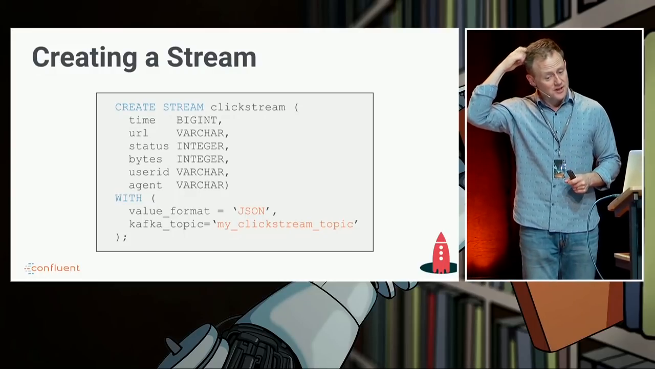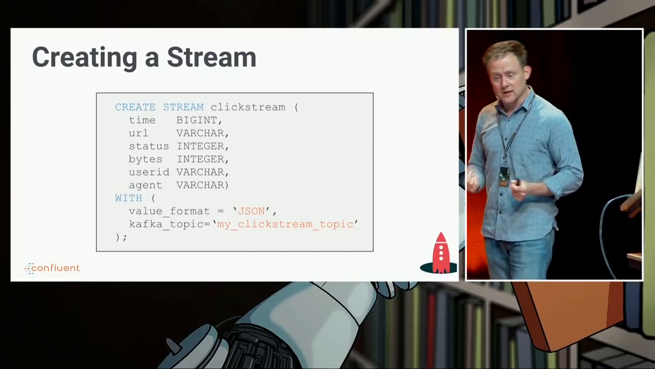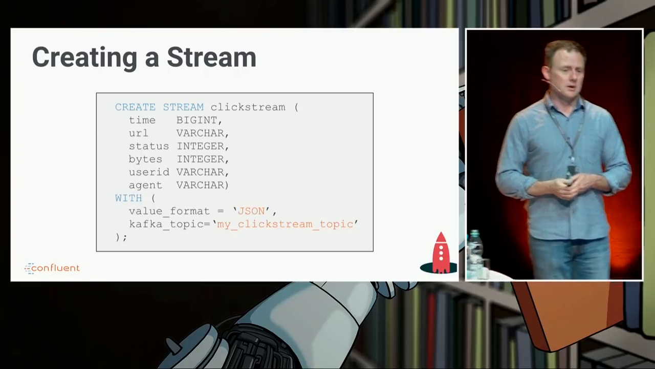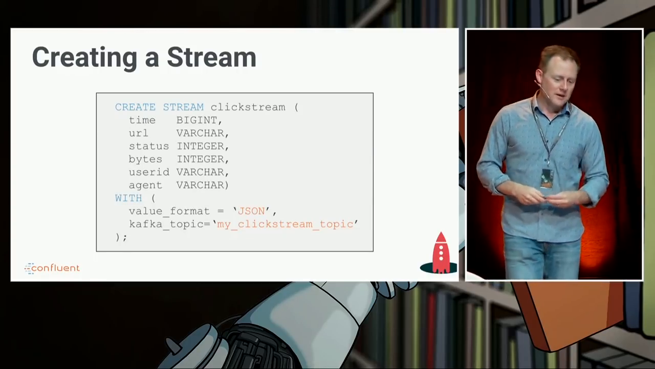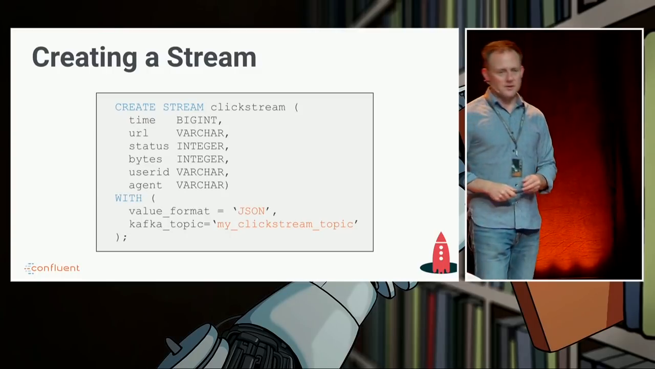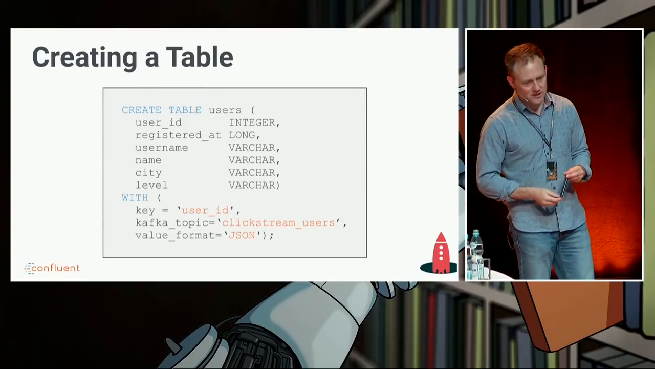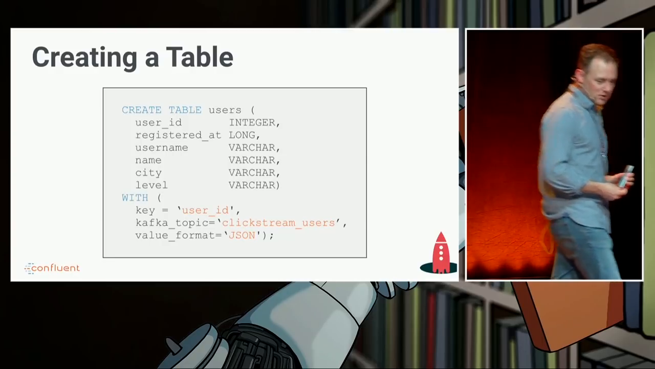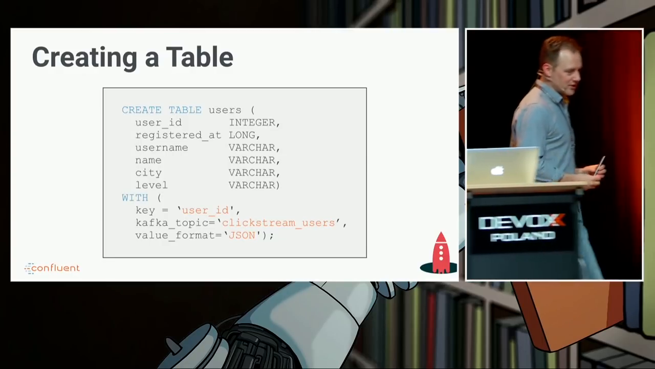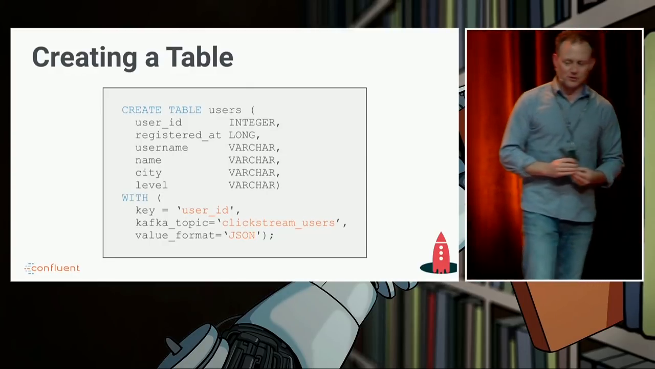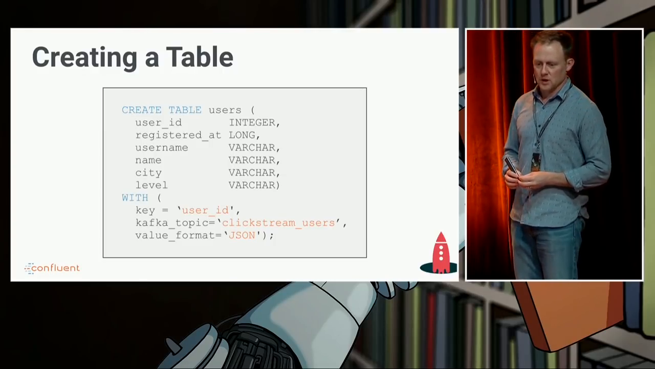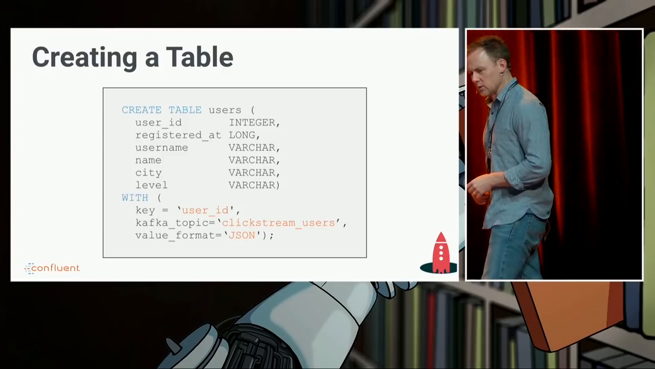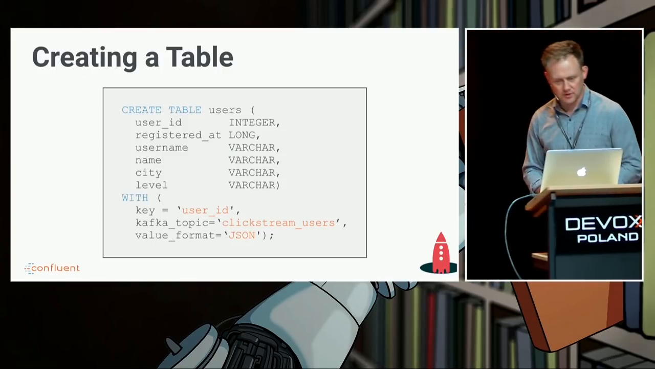I could also say the value format is Avro. KSQL supports Avro and JSON. Any serialization format you want, as long as it's Avro or JSON. And that's what the stream creation DDL looks like. Here is the table creation DDL. It's almost exactly the same, except I also have to specify the key column that we're going to use as well.